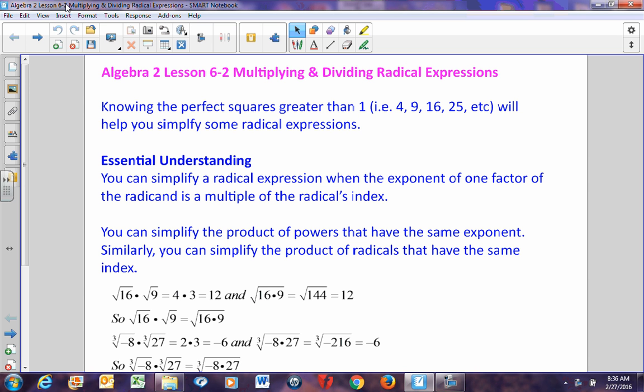Now, knowing your perfect squares greater than 1, for example, 4, 9, 16, 25, etc., will help you simplify some radical expressions. If you don't know your perfect squares, then you're going to have to simplify them by breaking them down by dividing by 2 or 3 or something of that nature. Now, you can simplify a radical expression when the exponent of one factor of the radical is a multiple of the radical's index. For example, you can simplify the product of powers that have the same exponent. Similarly, you can simplify the product of radicals that have the same index.